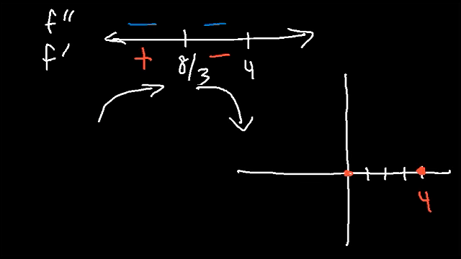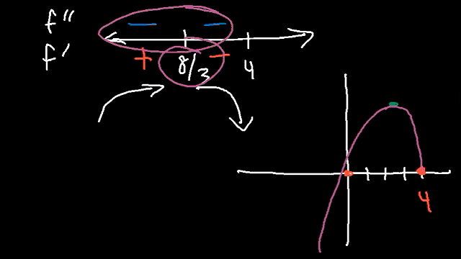The maximum occurs at 8 over 3. As you can see, the function increases and then it decreases. So 8 over 3, which is about 2.67, we have a maximum at that region. So this graph looks something like this. It's increasing, and once you reach 8 over 3, it decreases. And we can see that it's always concave down.